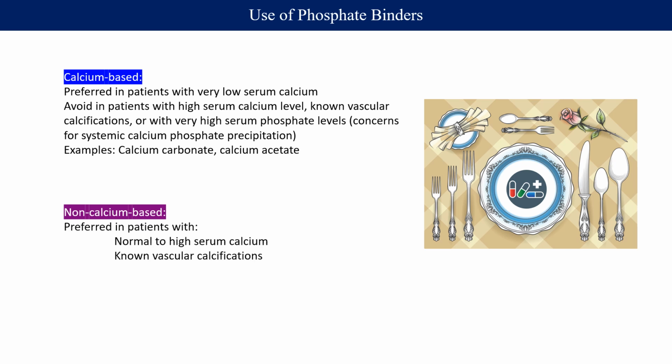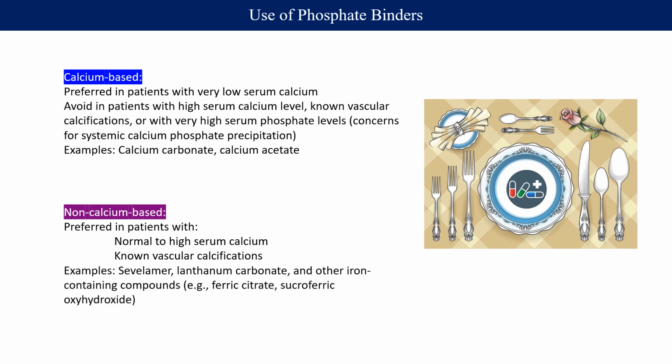Non-calcium-based phosphate binders contain cations other than calcium. These agents are preferred in patients with normal to high serum calcium levels or patients with known vascular calcifications. Examples of non-calcium-based phosphate binders include sevelamer, lanthanum, and other iron-containing compounds.